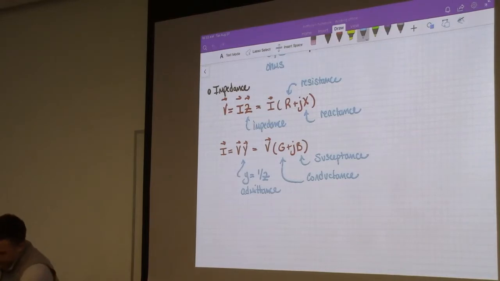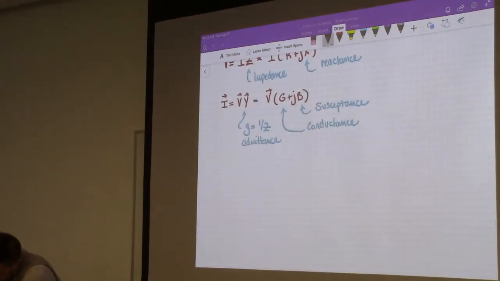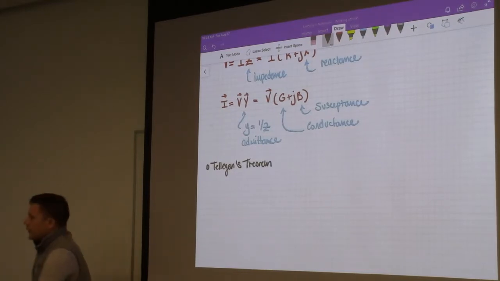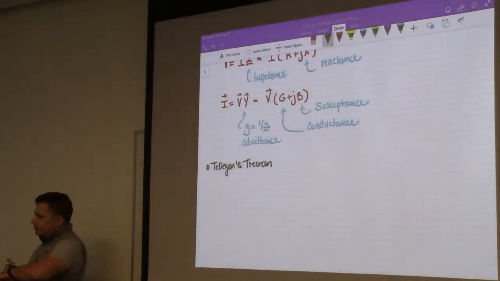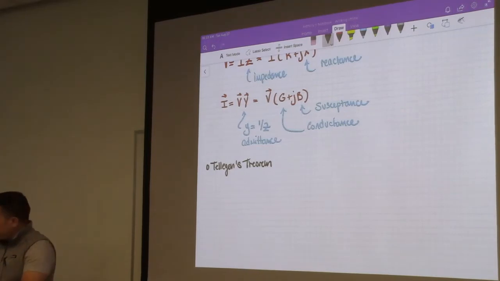So, next thing. In the book, they talk about something called Tellegen's theorem, which I spelled wrong, I think, but whatever.